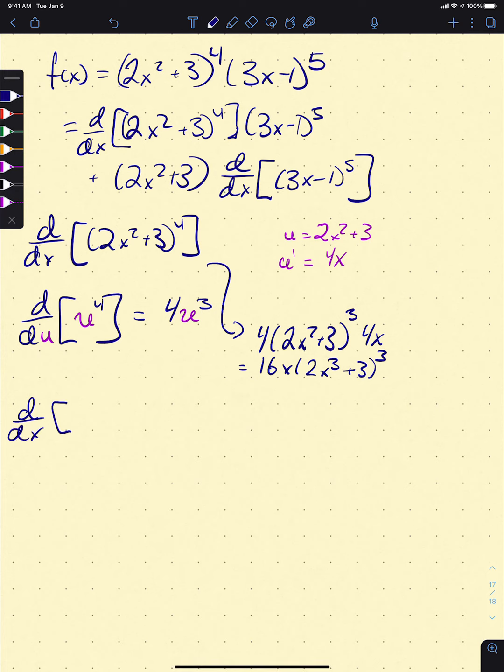What do they look like? We have d dx of 3x minus 1 to the 5th. Okay, u is 3x minus 1, so then u prime is just 3, right?